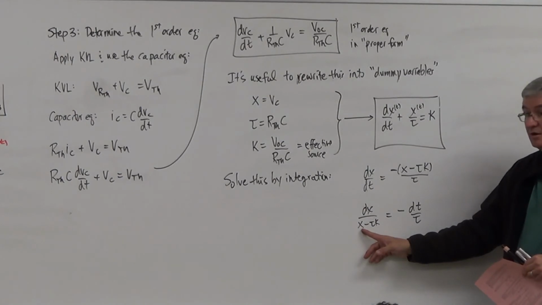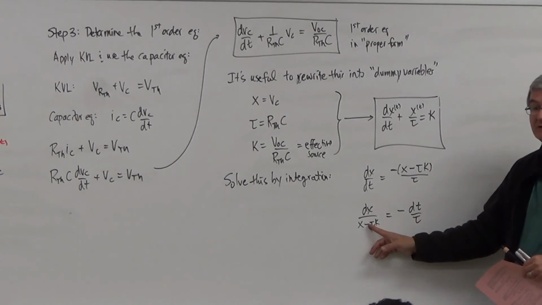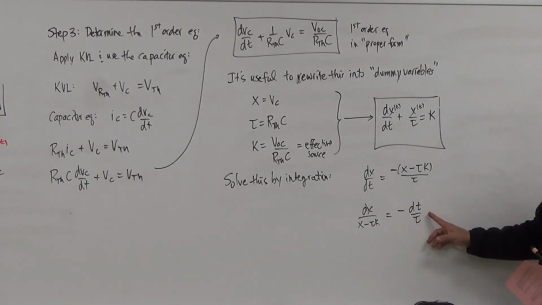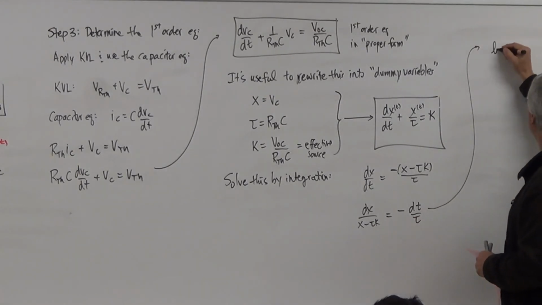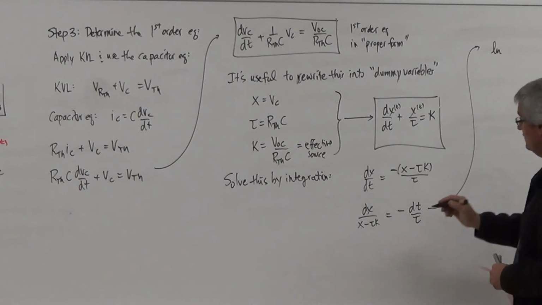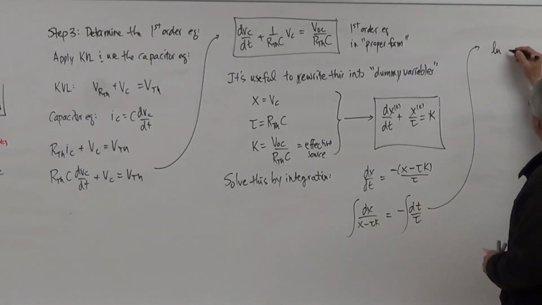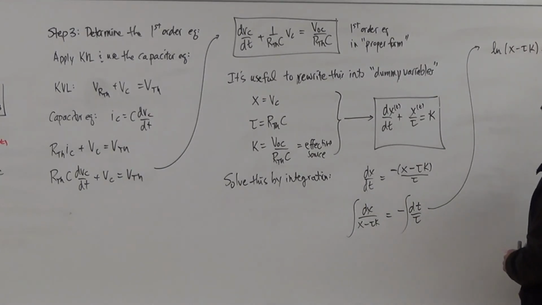I'm going to get a log, and then to get rid of the log, I take the exponential. I'm sorry, I said log here. I get a log on the x side, and I just get a regular t on the other. So if I integrate these, I'm going to get the natural log of what? The natural log of x minus tau k, and then I'm going to get minus t over tau plus some constant.